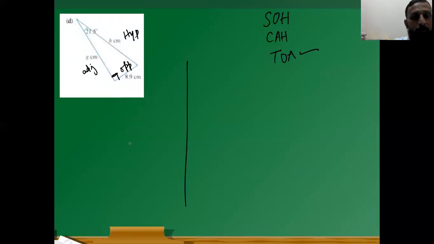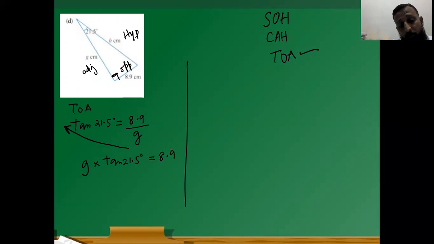So first part, make two columns, apply TOA in the first column so that you can get your answer of adjacent side. Tangent of the acute angle, that is 21.5 degrees, equals opposite 8.9, and adjacent is G. Now you need to calculate G, cross multiply G on this side. So you have G multiplied by tangent 21.5 degrees equals 8.9. Now dear students, what is unknown? G is unknown. You need to make it alone on the left hand side. Cross multiply tangent 21.5 on this side. So you have G equals 8.9 divided by tan 21.5.